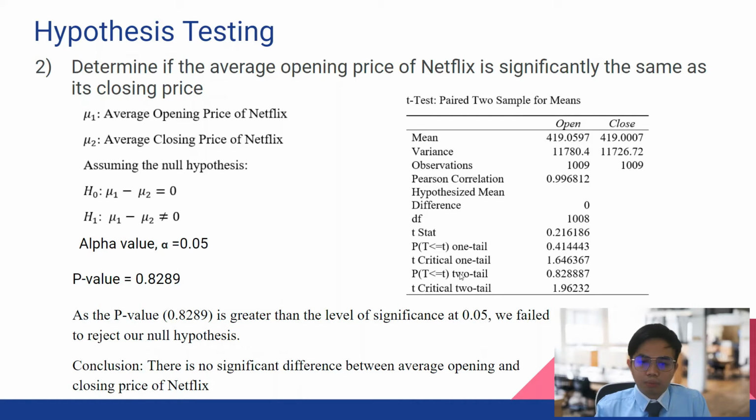Then we got the two-tail p-value as 0.8289. So because the p-value is greater than the 0.05 significance level, we fail to reject the null hypothesis. So we conclude that there is no significant difference between the average opening and closing price of Netflix.